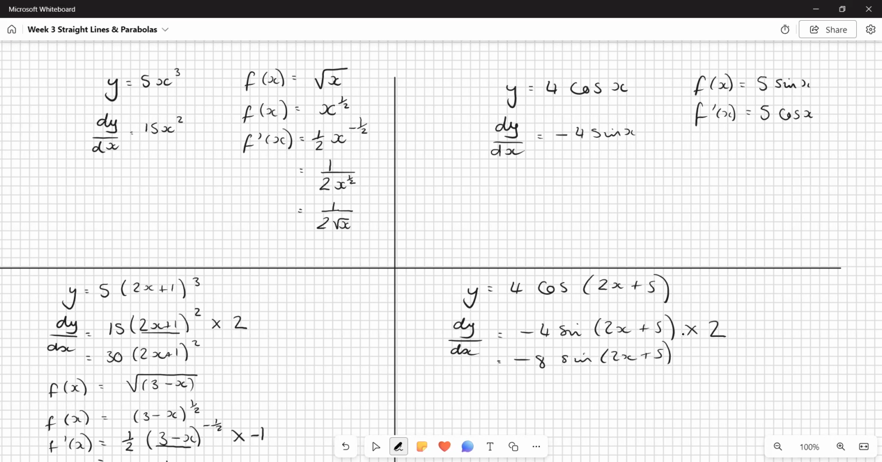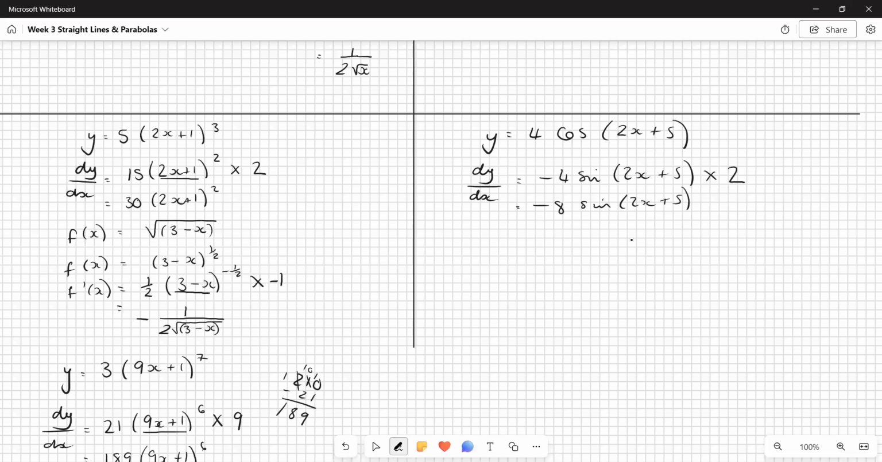Now, be really clear here. Remember, when you're doing the rule on the left, this type of stuff, you're taking 1 from the power, whereas when you're doing sine and cos, it's a completely different style of thing. You're not taking anything from any power, so don't be tempted to do that. You just know that cos becomes negative sin and sin becomes cos.